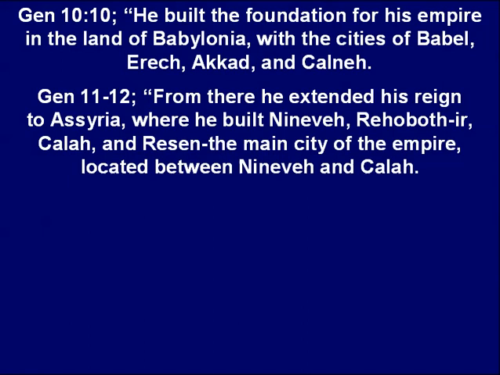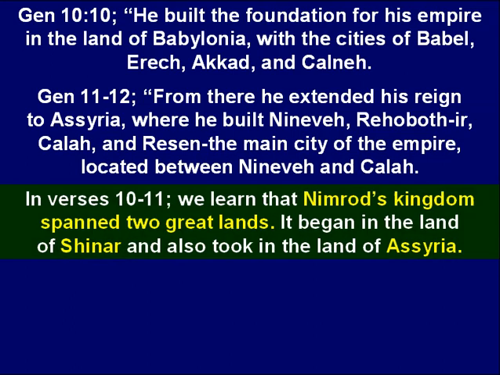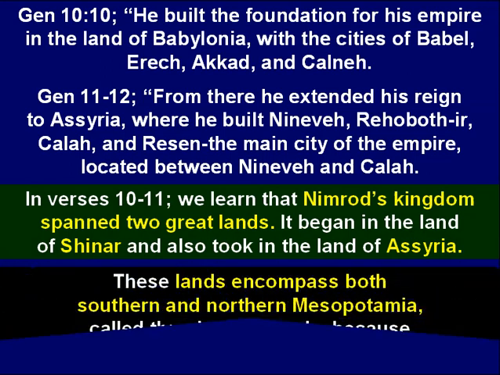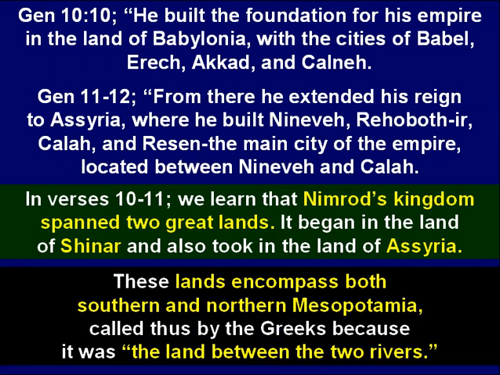In Genesis 10, he built the foundation of his empire in the land of Babylonia with the cities of Babel, Erech, Akkad, and Calneh. From there he extended his reign to Assyria, where he built Nineveh, Rehoboth, Calah, Resen, the main city of the empire located between Nineveh and Calah. In verses 10-11 we learn Nimrod's kingdom spanned two great lands. It began in the land of Shinar and also took in the land of Assyria. These lands encompassed both southern and northern Mesopotamia, called thus by the Greeks because it was the land between two rivers.